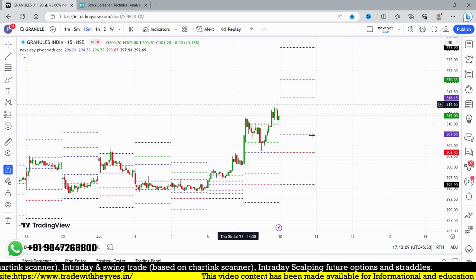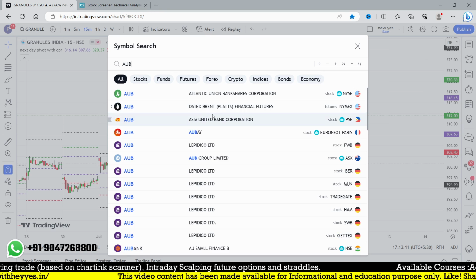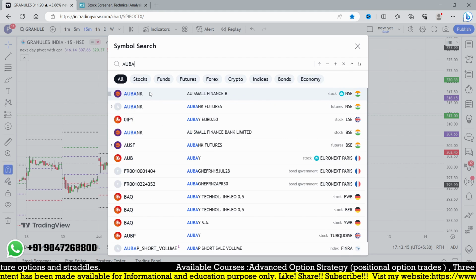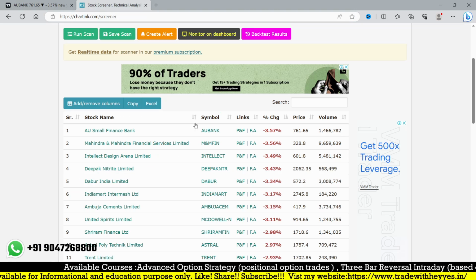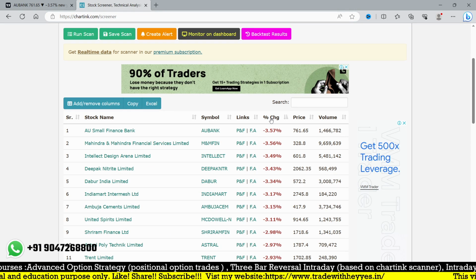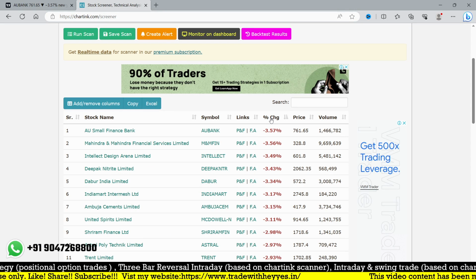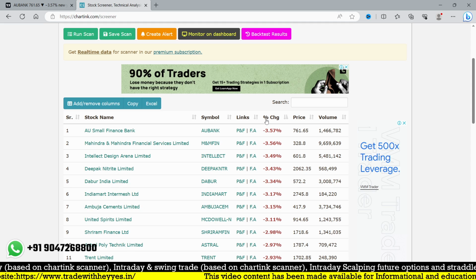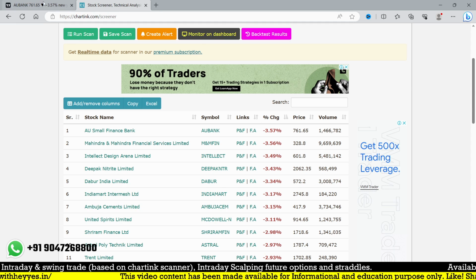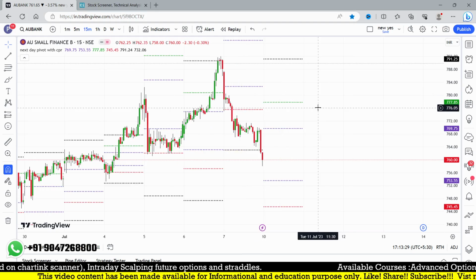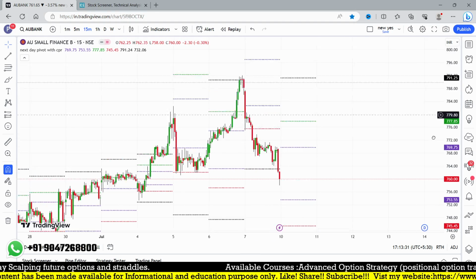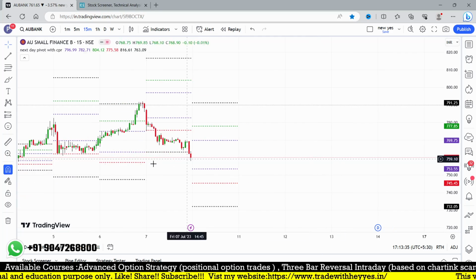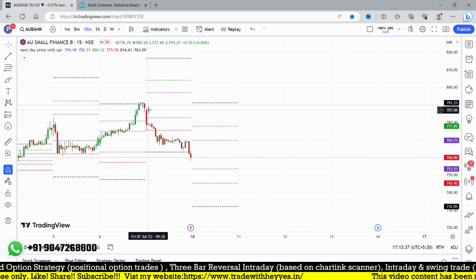So let me check the simple scanner which finds AU Bank. If you are focusing on a stock which is on the downside, then you can go with the negative side. The change percentage should be in descending order. So what is the meaning of ascending and descending orders? You can see AU Small Bank, where it started today, and today's level and the next day level, don't confuse them. And today's level, it started in between.